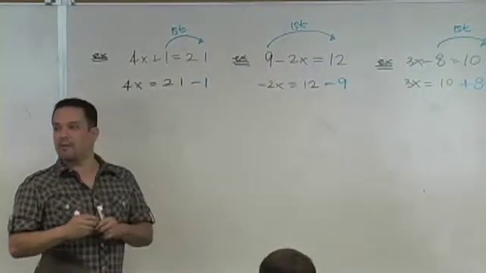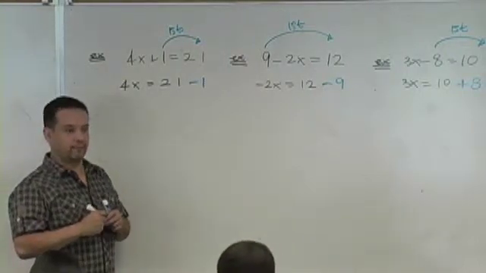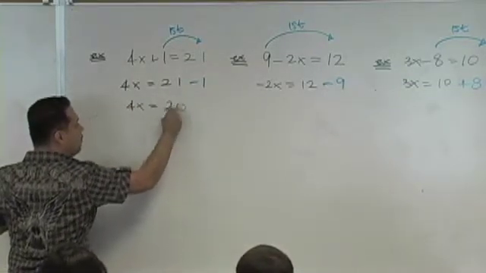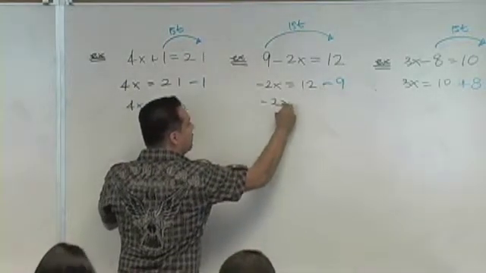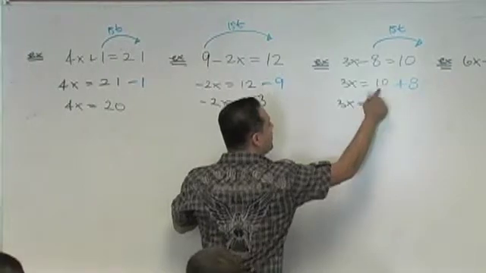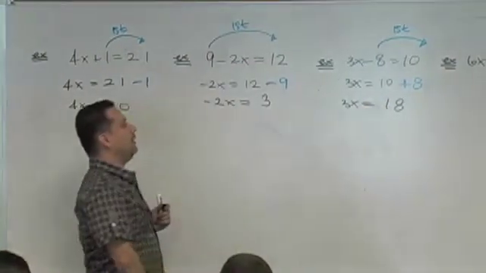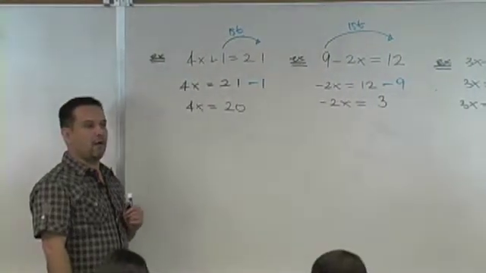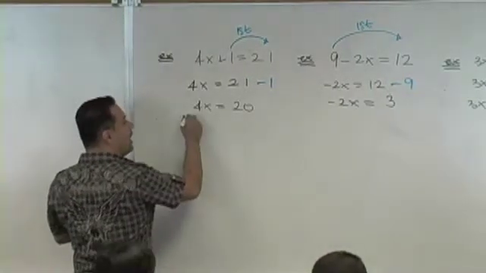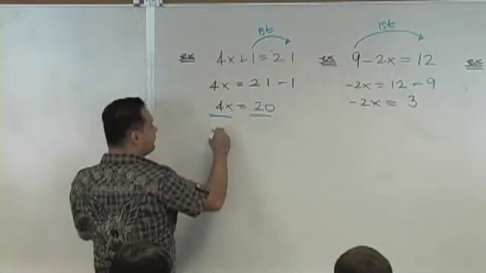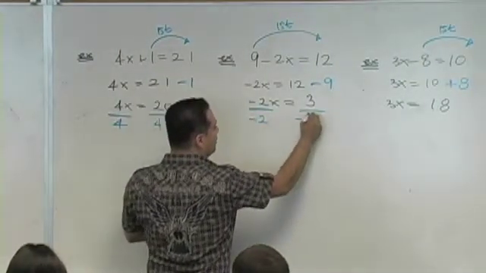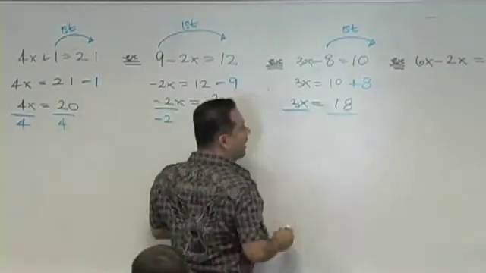Okay, does anybody have any questions on that first translation? No, you sure? Okay. 4x now equals, what's 21 minus 1? 20. Okay. Negative 2x equals, what's 12 minus 9? 3. Okay. And you get 3x equals, what's 10 plus 8? 18. All right, anybody have any questions? So you guys want to tell me what happens now? Okay, you divide both sides in this first example by 4. You divide both sides of the second example by negative 2. You divide both sides by what? By 3.